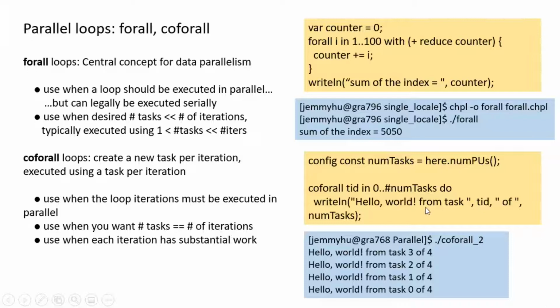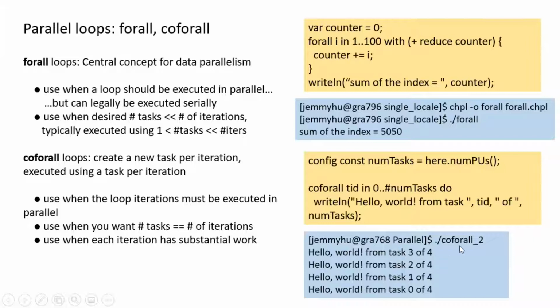So here is a simple code to show how the command will work. Basically the number of tasks gets the number of CPUs we reserved, and it can call here the number of PUs, which gets how many CPUs we're actually using. So here is a common built-in variable there. And then you can say coforall, and run from zero all the way to the number of tasks, and you can say what each task does.